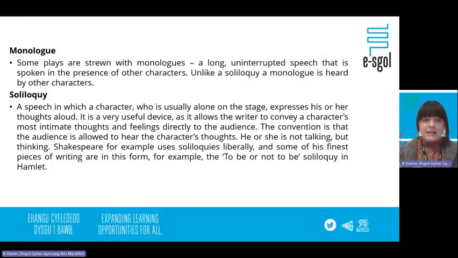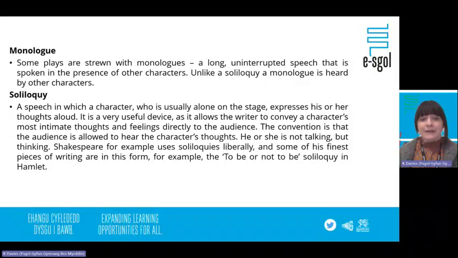And Shakespeare, as we know, uses his soliloquies quite liberally, quite often. Some of his finest pieces of writing are in this form. For example, you may be familiar with the To Be or Not to Be soliloquy from Hamlet. The whole purpose of the soliloquy is engagement with the audience. So when you're stating in your answer that here Shakespeare uses a soliloquy, that's great that you're able to identify it, but you've also got to go a little bit further. You've got to say, what is the impact of a soliloquy? Why does that playwright choose to use a soliloquy in the first instance?